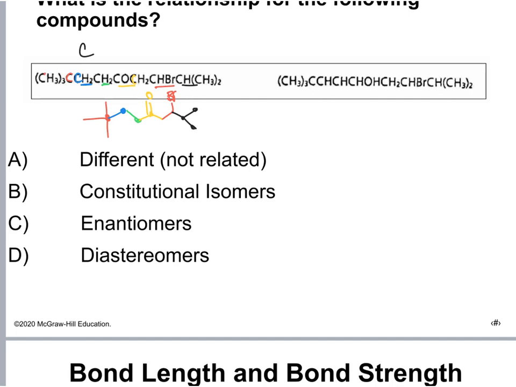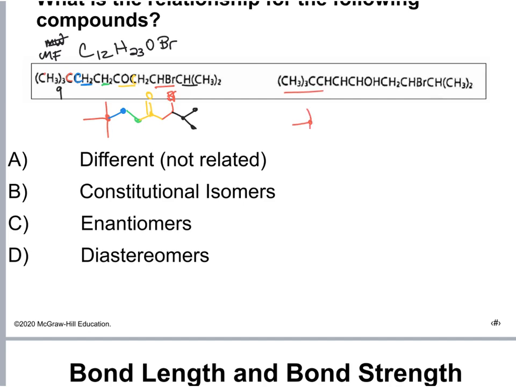So it's 3, 4, 5, 6, 7, 8, 9, 10, 11, 12 carbons. How many hydrogens? Molecular formula, MF. And then we have one oxygen and one Br. We can do that here, but I'll go ahead and convert these.